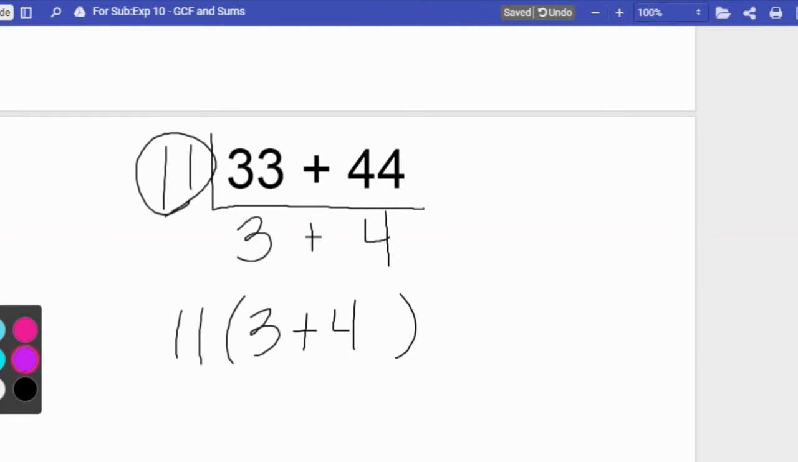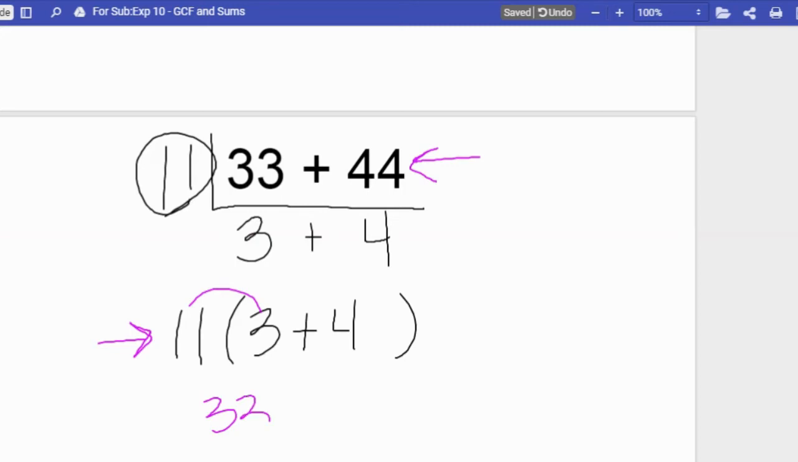So now I use this information to write my answer. The first thing is my greatest common factor is 11. And then I put my parentheses to get my sum. You can even bring down that plus sign right there if that helps. So I have a 3 plus 4. So I just created an equivalent expression. This is equivalent to this, and I check it. 11 times 3 is 33. 11 times 4 is 44. That got me back to my original.